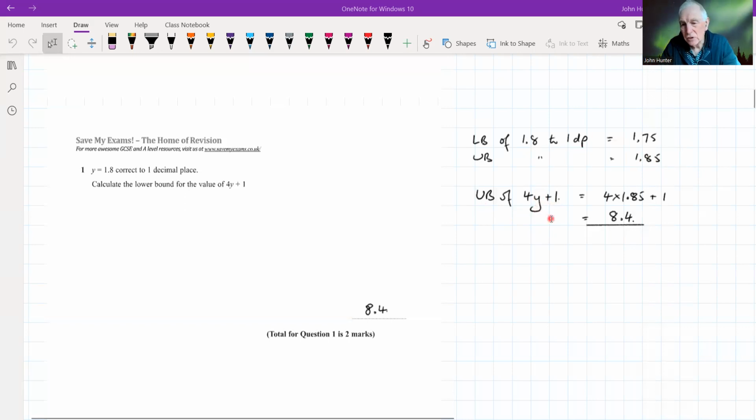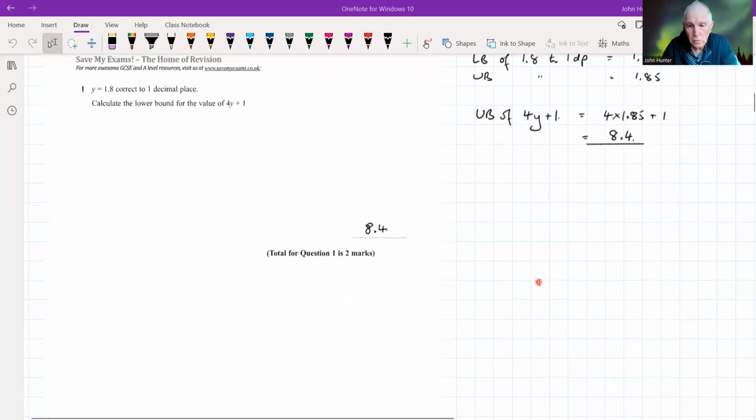In this case, it's a very simple, straightforward example. Obviously, the upper bound of this expression occurs when we have the upper bound of y. So that's going to be 4 times 1.85 plus 1, which is 8.4. So 8.4 is our answer for that question. That's how it works with upper bounds.